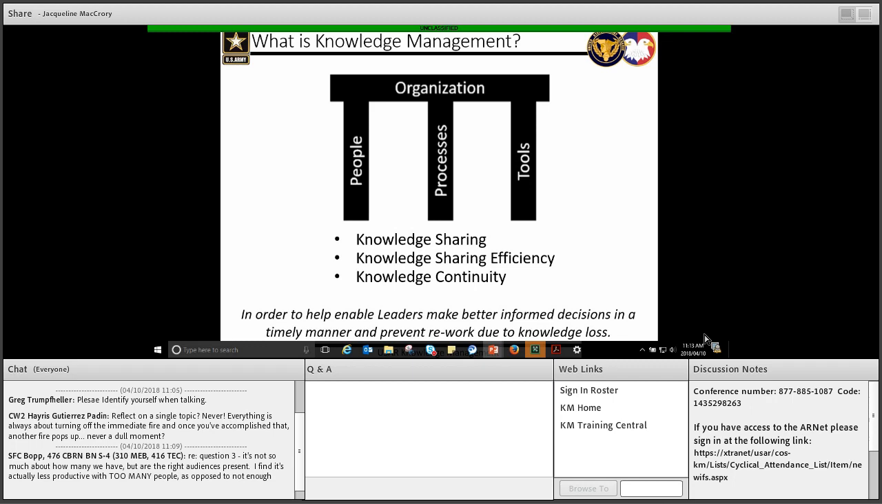Does anything stand out about this as we go through this? Is there anything that you guys want to point out that stands out from some of this information on KM or the definition? Do you see the complexity, or how complex it can be?